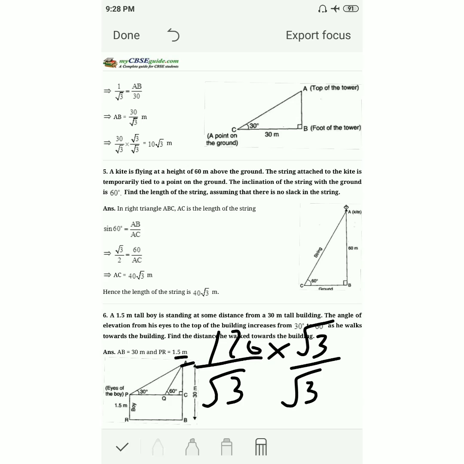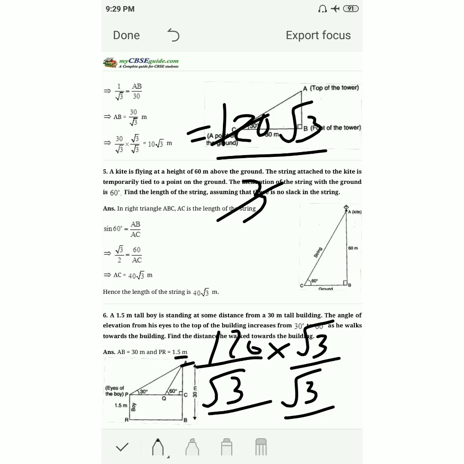So in the numerator 120 under root 3, and in the denominator under root 3 multiplied by under root 3 is only 3. Then 120 divided by 3 is 40. So we get the same answer here, 40 under root 3 meter.